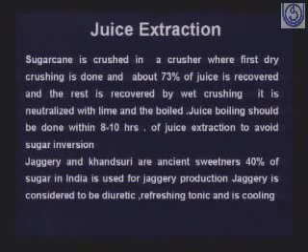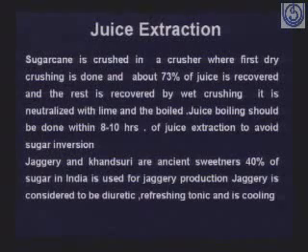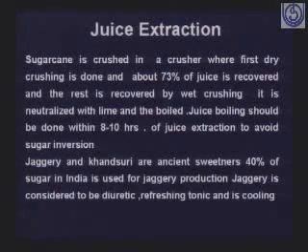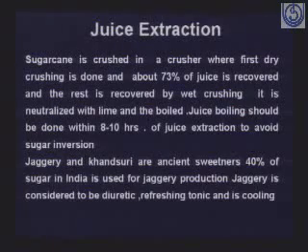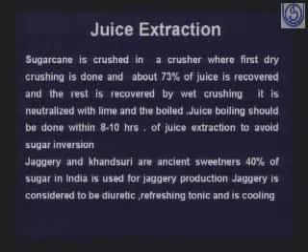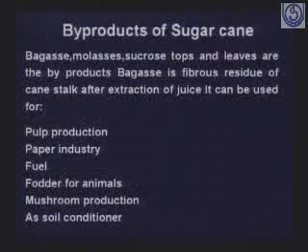Juice boiling should be done within 8 to 10 hours to avoid sugar inversion. It inverts. There is an enzyme called invertase. Jaggery and khandusari are ancient sweeteners. 40% of the sugar in India is used for jaggery production. Jaggery is very interesting because it is considered to be diuretic, a refreshing tonic and cooling.